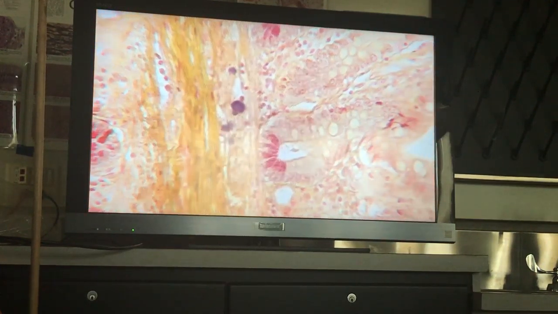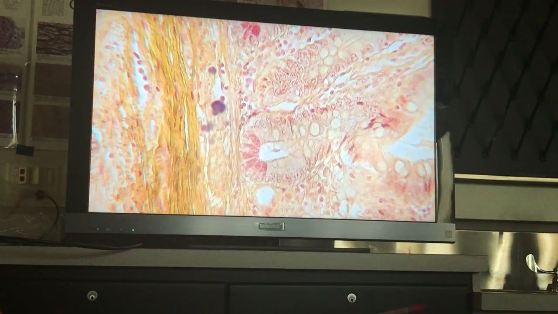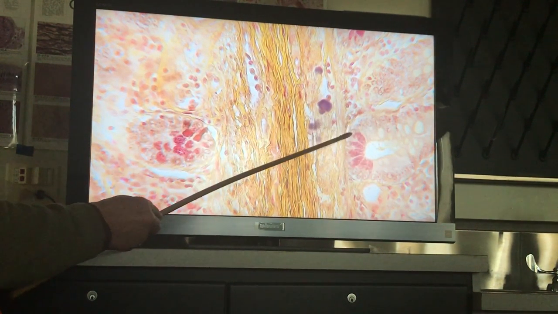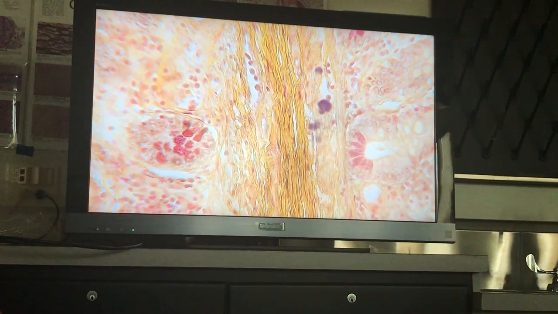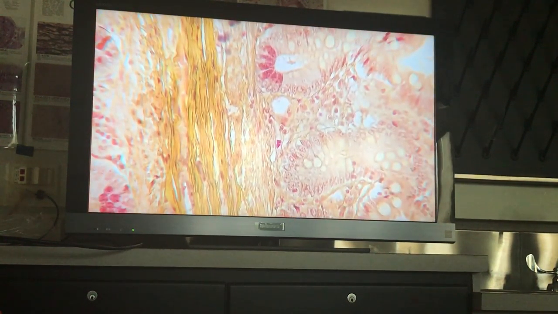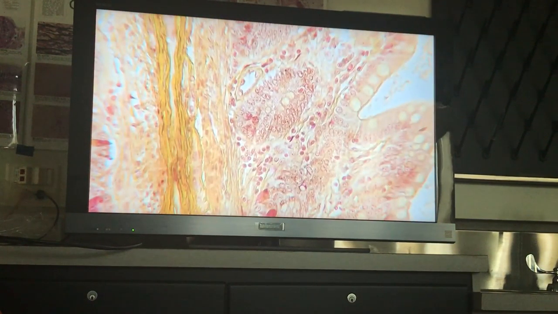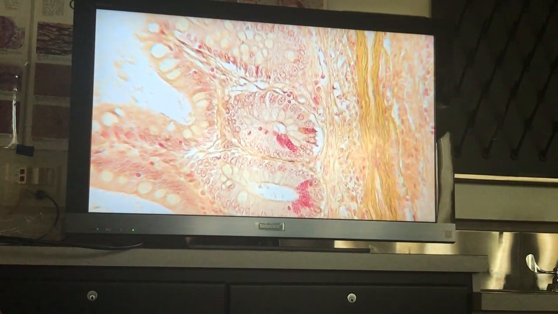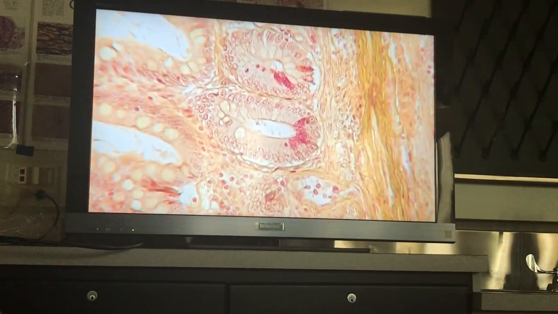And depending on how you section them, they'll look like this. Or they can look like this. This is a glancing section through the bottom of the crypt, and they look rather like that. Sometimes in a very thin section stained with H&E, you can kind of see a granular cytoplasm, but I wouldn't hang my hat on that.